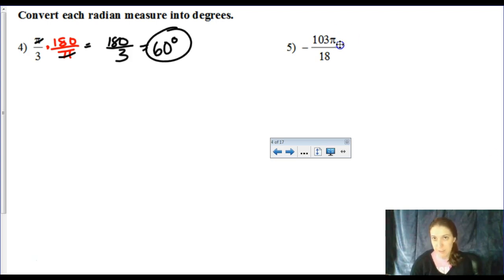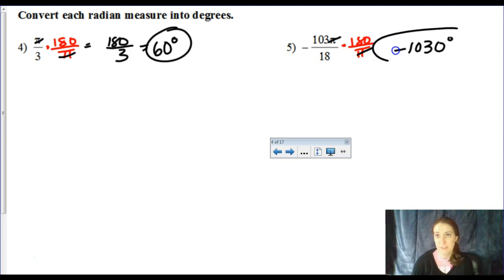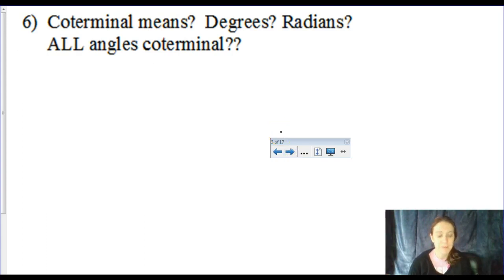Same idea with a negative radian measure. Multiply by 180 over pi. There we go. Pi's cancel. Negative 103 times 180 over 18, what's 10? So that's negative 1030 degrees. I think you can do it without a calculator if you have to. Totally fine. Alright, so some vocabulary.